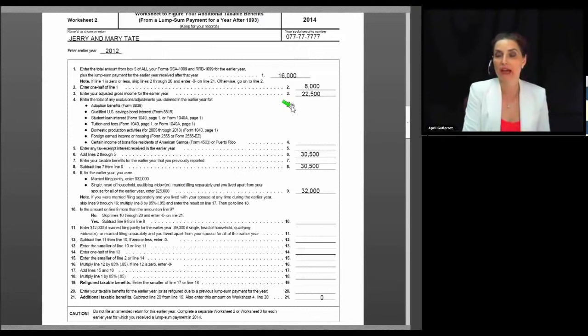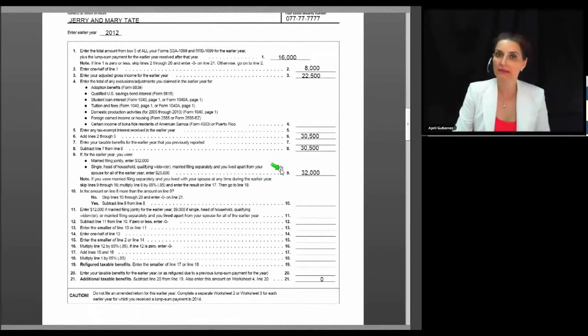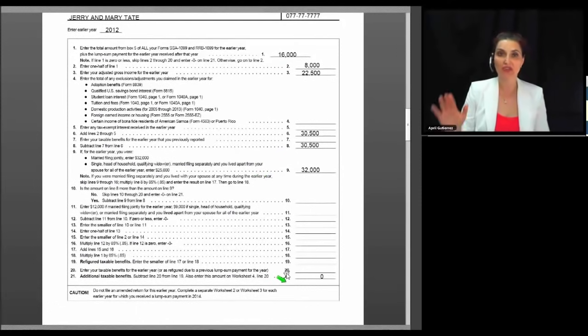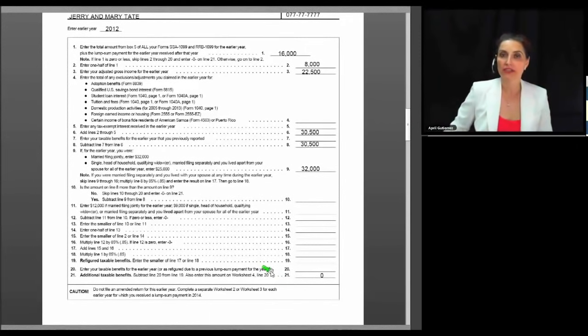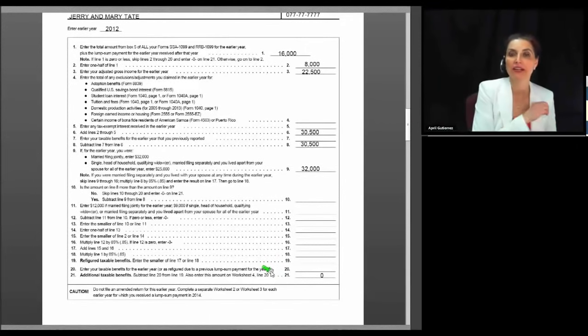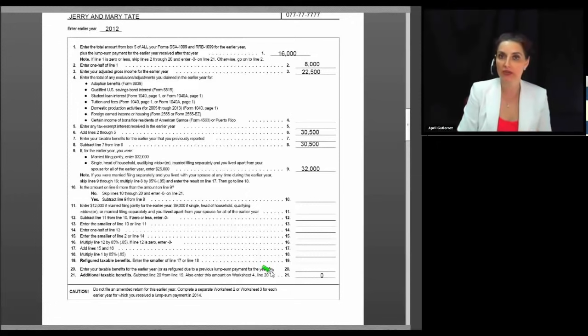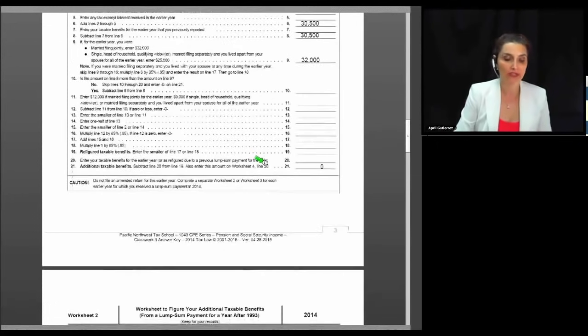To figure that, we go back and look at the earlier year's return, and it showed $22,500, so we put that on line 3. We add these numbers together and we get $30,500. That's less than the base amount for their filing status, so we're done. None of the benefits that Mary received in 2014 would have been taxable if she had in fact received them in 2012 as she originally applied for and should have received them.